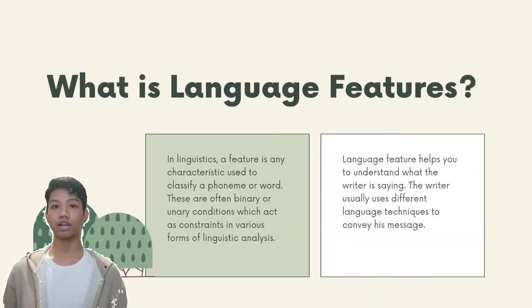First of all, what is a language feature? In linguistics, a feature is any characteristic used to classify a phoneme or word. These are often binary or unary conditions which act as constraints in various forms of linguistic analysis. This helps you to understand what the writer is saying. The writer usually uses different language techniques to convey his message.